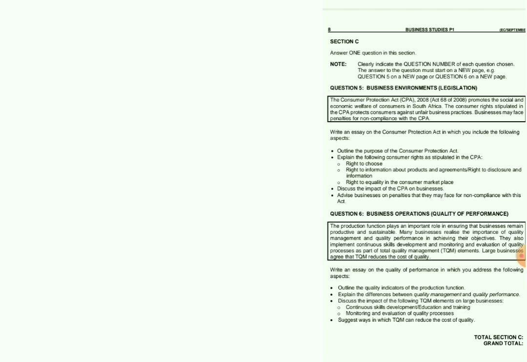Explain the difference between quality management and quality performance. Quality indicators of production function. Okay, let's start by explaining the quality indicators of production function. Outline the quality indicators of production function.